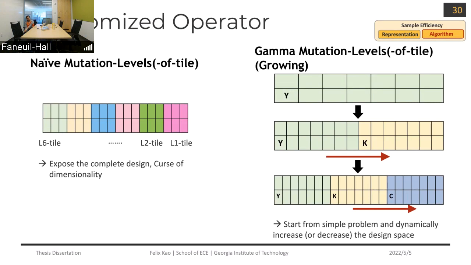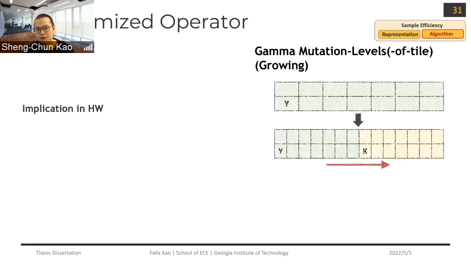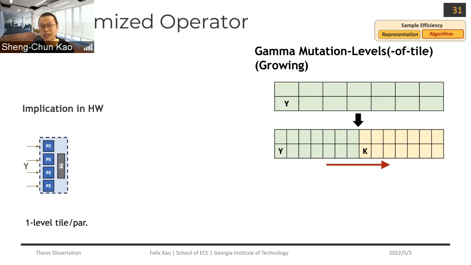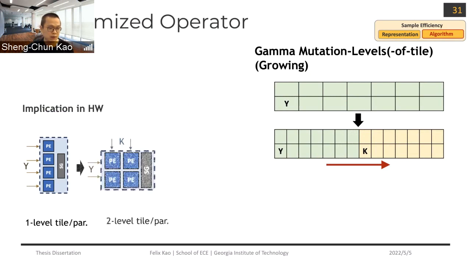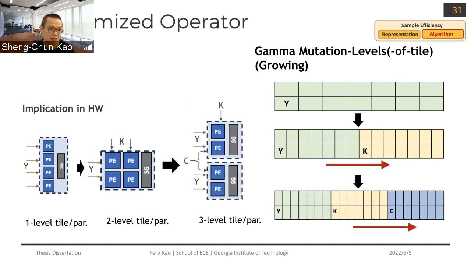Thanks. So in this operator, when we are going from one level to two levels to three levels, a potential implication in hardware could be that we go from 1D parallelism to 2D parallelism, or 3D parallelism. Another implication could be what Anshu just described, different hierarchies of buffers.